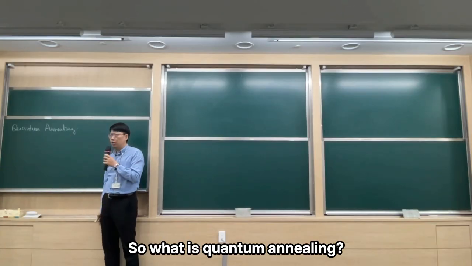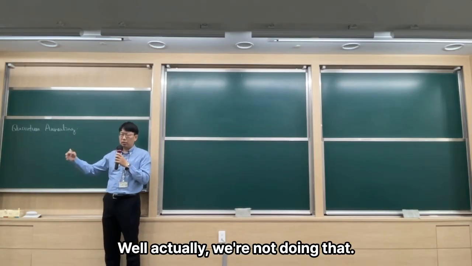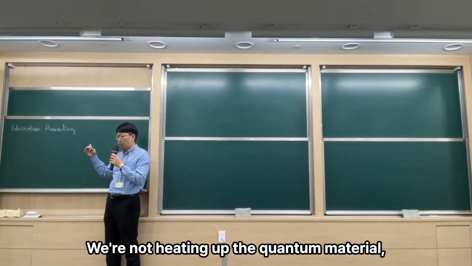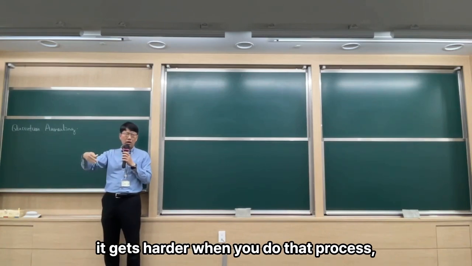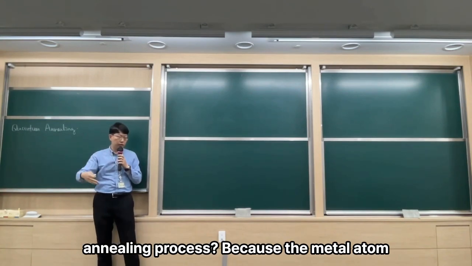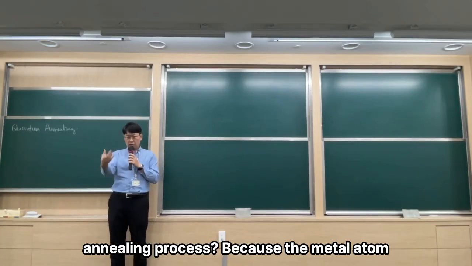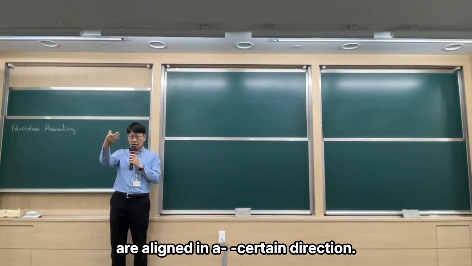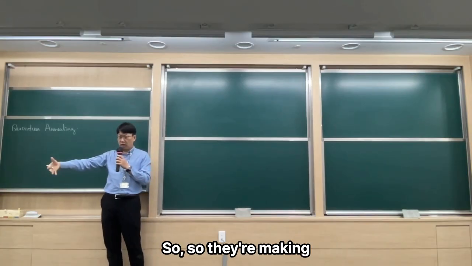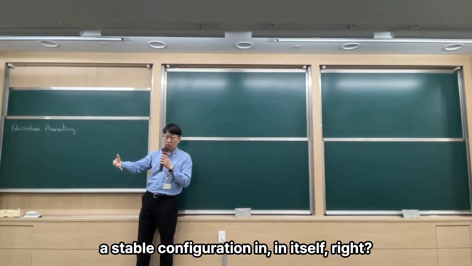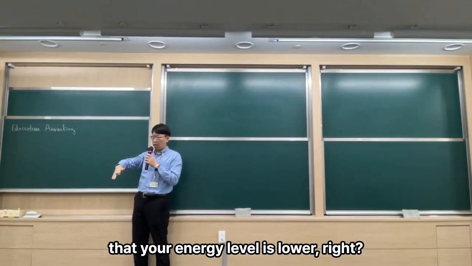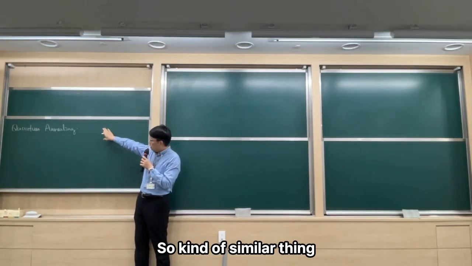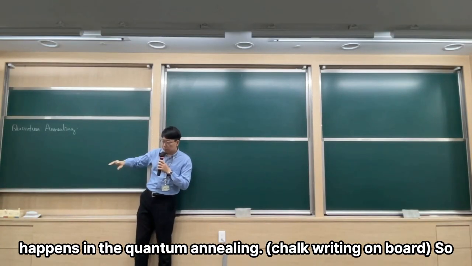So what is quantum annealing? Well, actually, we're not doing that. We're not heating up the quantum material, but we're doing a similar thing. So why does metal get harder when you do that annealing process? Because the metal atoms are aligned in a certain direction, so they're making a stable configuration in itself, right? Stable means that your energy level is lower, right? So a similar thing happens in quantum annealing.